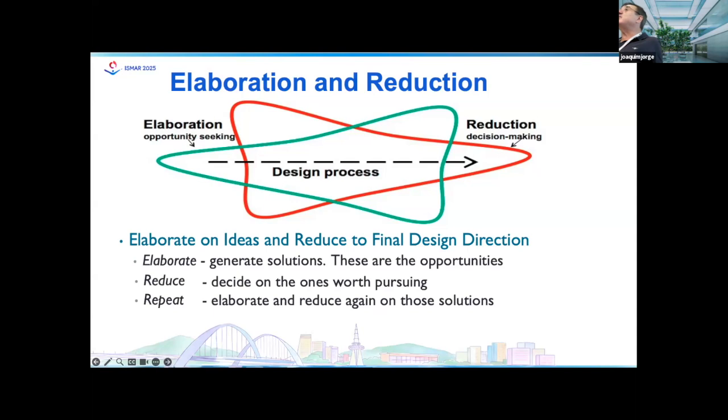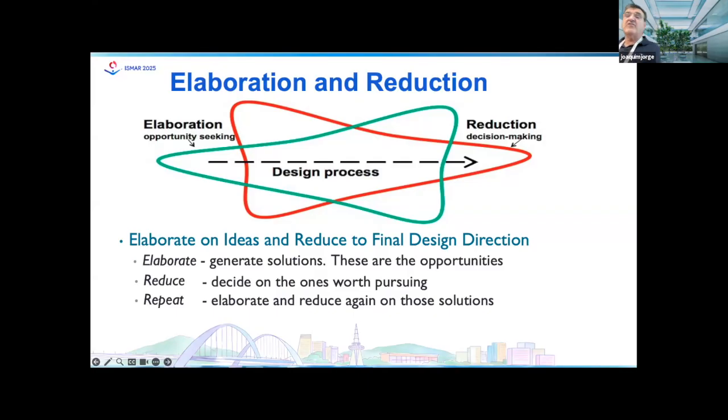And that's a problem with people who design like us and want to code this. We get so enamored of our first idea that we lose track of what we wanted to solve in the first place. So elaborate, generate a lot of solutions. As Mao Zedong used to say, let 100 flowers bloom, let 100 schools of thought come about. And these are the opportunities. And then you have to decide which ones are worth pursuing. And repeat, elaborate and reduce, elaborate and reduce.